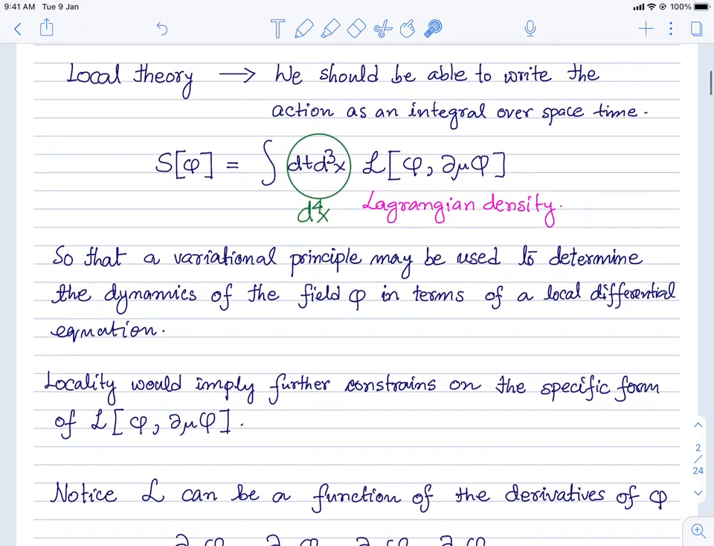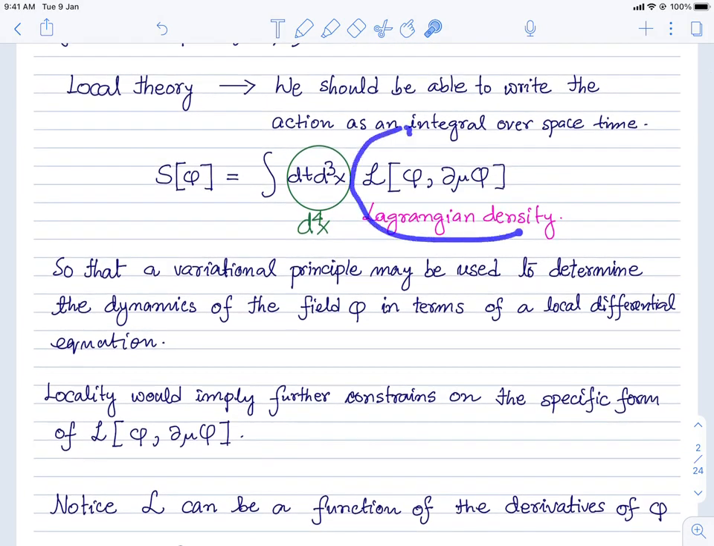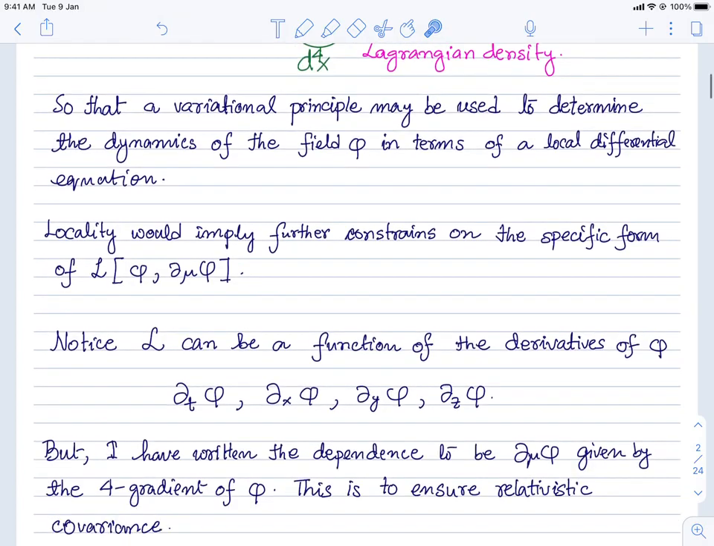And the first takeaway message is that instead of Lagrangians, we now start talking about Lagrangian densities. Okay, and this integral is a space-time integral, which we are going to denote by d4x instead of d cube x dt. So this is the whole thing we are going to refer to as d4x. Okay, so that's the first takeaway.